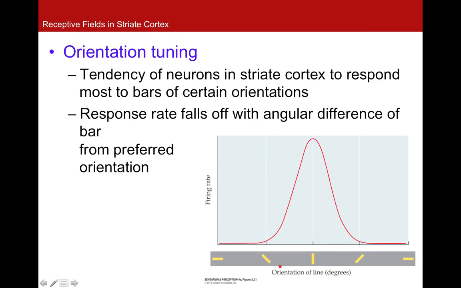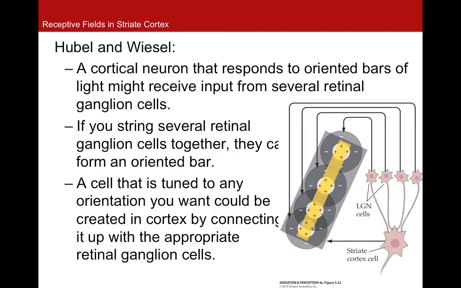If the bar is tilted to the left or the right on like a 45-degree angle, then the cell still fires a little, but at a very, very reduced rate. Now, the more vertical you get, the better the cell fires. And then if the bar is horizontal, the cell doesn't respond at all. Right? So this is true of most neurons, maybe all neurons in the striate cortex.